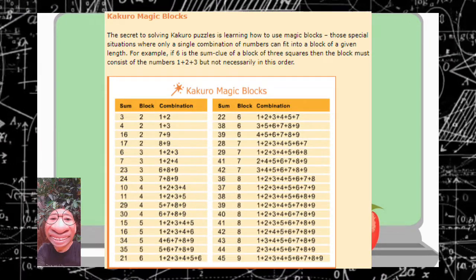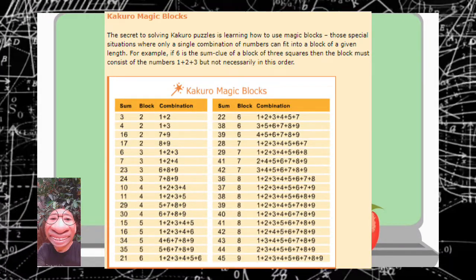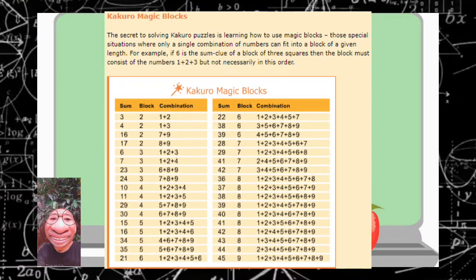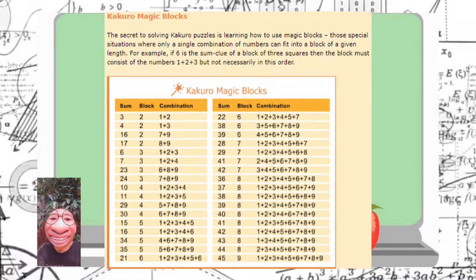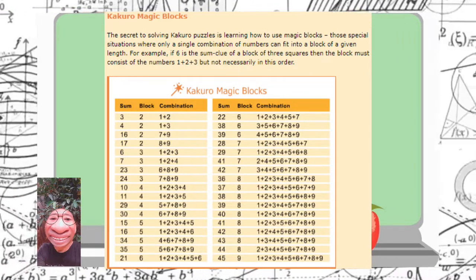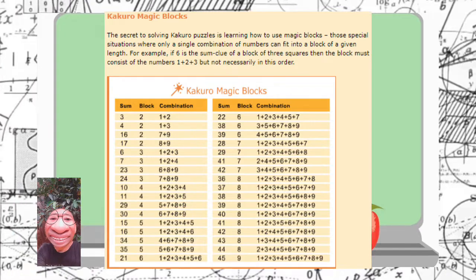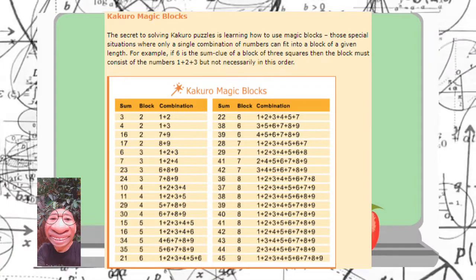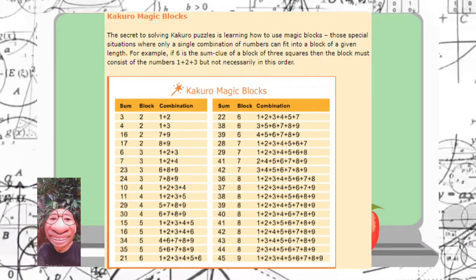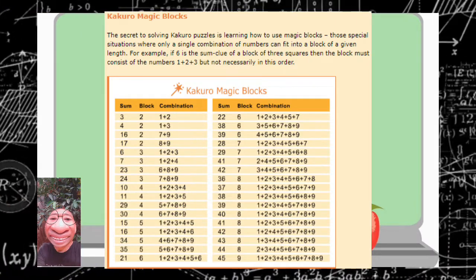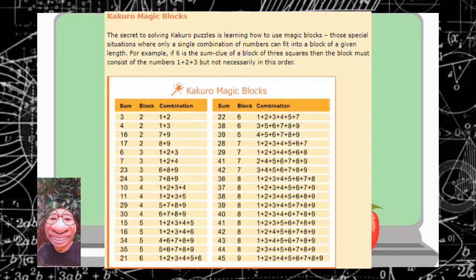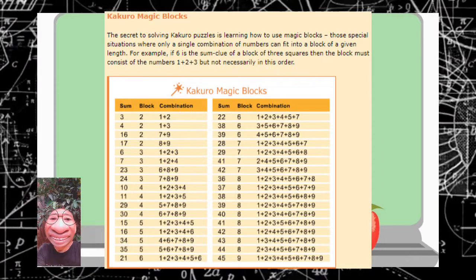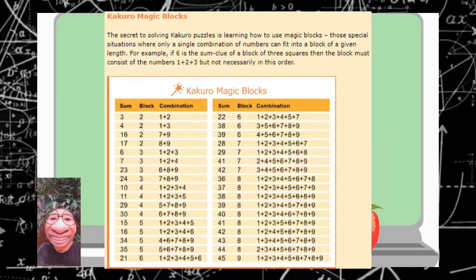Kakuro Magic Blocks. The secret to solving Kakuro puzzles is learning how to use magic blocks, those special situations where only a single combination of numbers can fit into a block of a given length. For example, if 6 is the sum clue of a block of 3 squares, then the block must consist of the numbers 1 plus 2 plus 3, but not necessarily in this order. When spotting a magic block, the magic block tables can be helpful to identify which unique numbers must be used in that block. The only thing left is to find out which order the numbers should be organized.